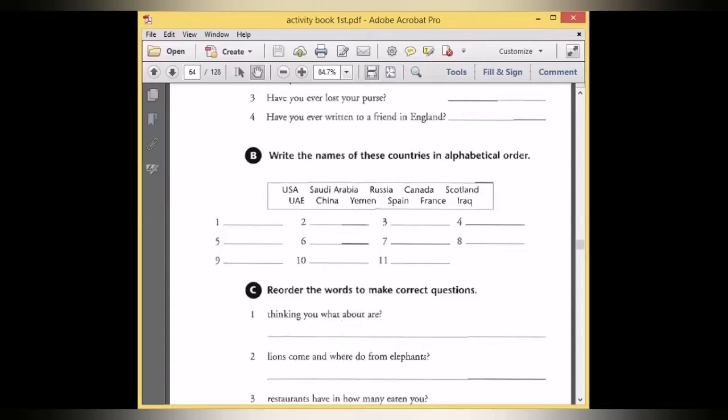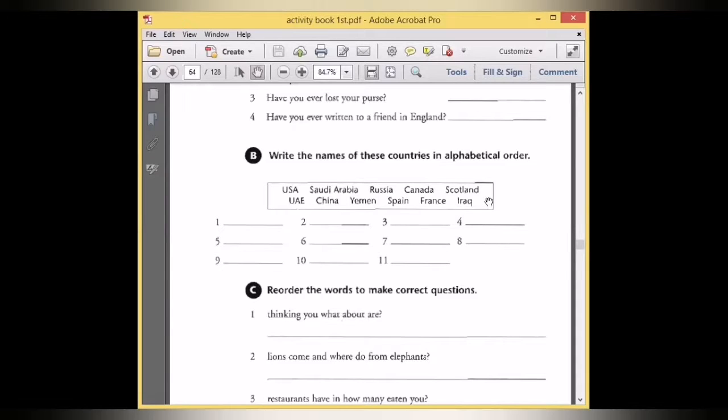Alphabetical order, in fact, is a method of indexing in which names, terms, or words are arranged in the same sequence as the letters of the alphabet. It means that you should check the first letters of these names and order them alphabetically. So, you have these names of these countries: USA, Saudi Arabia, Russia, Canada, Scotland, UAE, China, Yemen, Spain, France, Iraq.